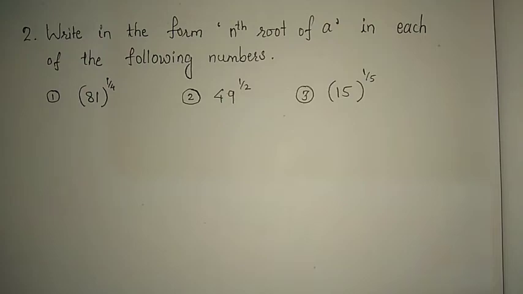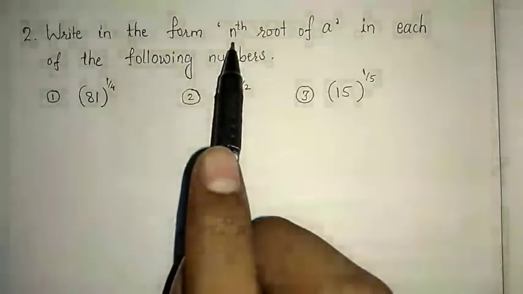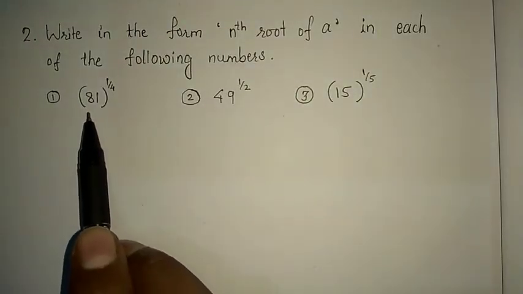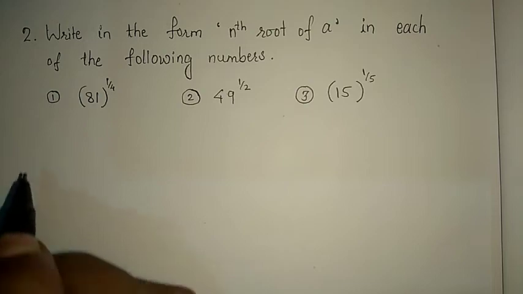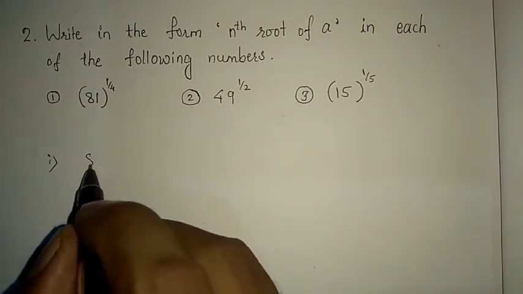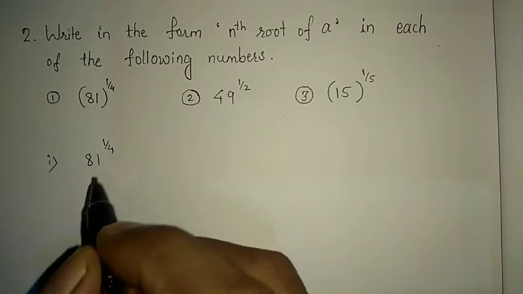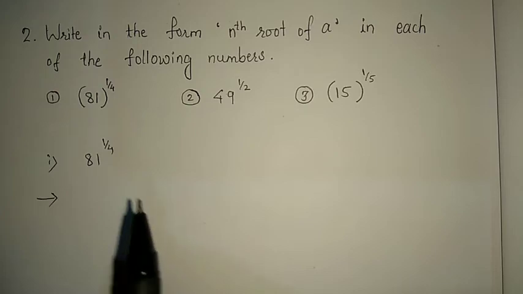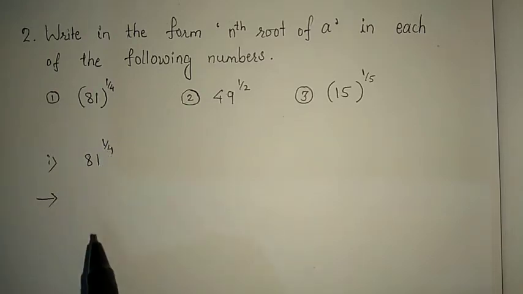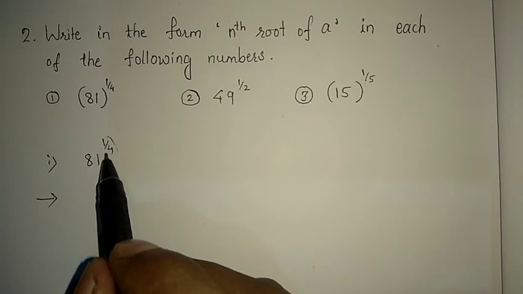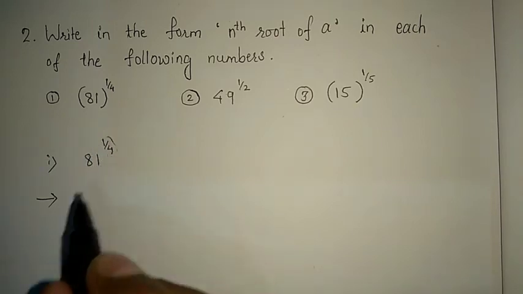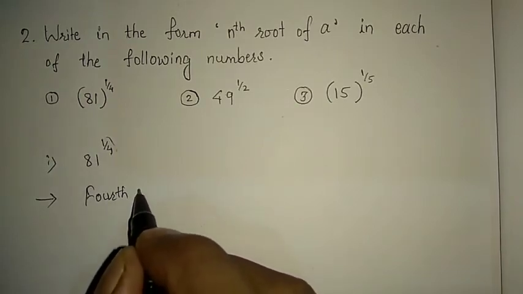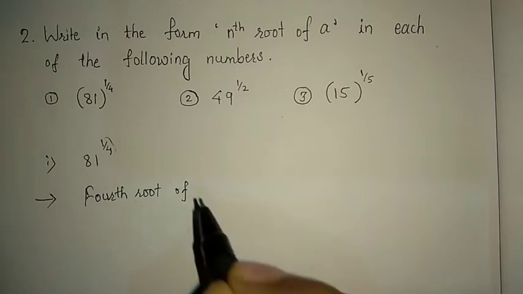Now question number 2. Write in the form of nth root of a each of the following numbers. Now here the index form is given. You have to write in words. So question number 1 is 81 raised to 1 divided by 4. So what is the answer? How will you write it? Index is 1 divided by 4. So we will write, 4 is in the denominator, so it is the 4th root of what? What is the base? Base is 81.